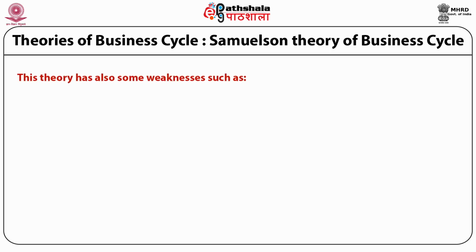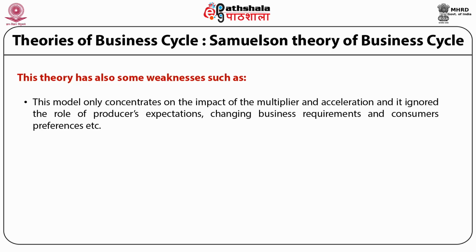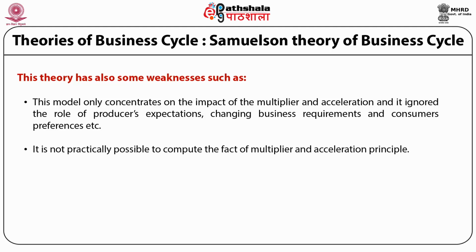This theory also has some weaknesses, such as this model only concentrates on the impact of the multiplier and acceleration, and it ignores the role of producers' expectations, changing business requirements, consumers' preferences, etc. It is not practically possible to compute the effect of the multiplier and acceleration principle. It also has the wrong assumption of a constant capital output ratio.